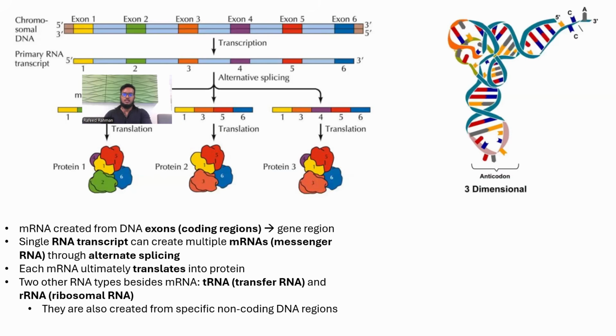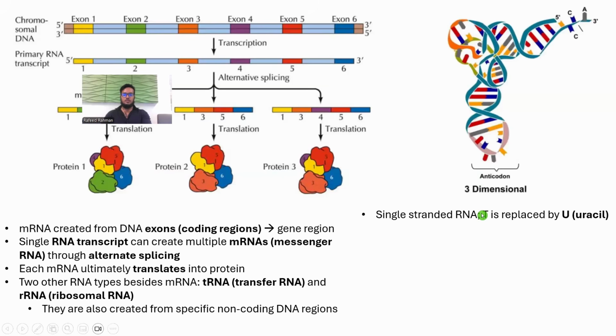Another important thing is there is no T in the RNA. As you know from before, in the DNA we have A, T, C, and G. But in the RNA we have A, G, C, and U. So there is no T. T is replaced by U, uracil. That's the only difference between RNA and DNA.